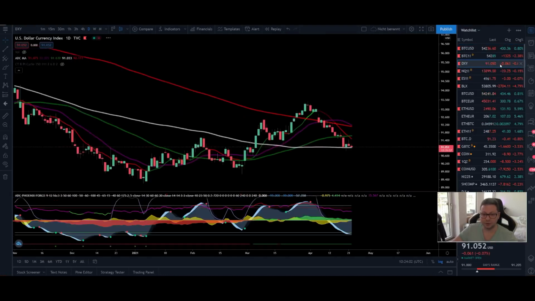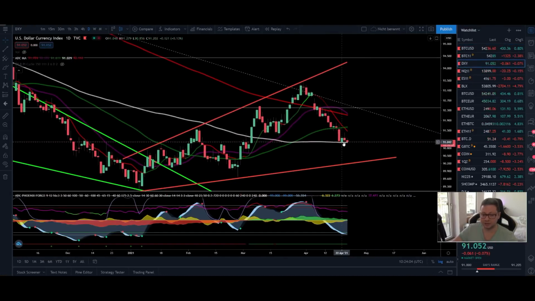But if the DXY successfully bounces now from the 100 daily moving average and comes up here to retest the 200 daily moving average, that of course could lead into that correction down towards $49,000 in the Bitcoin price. So the DXY is not out of the woods yet.